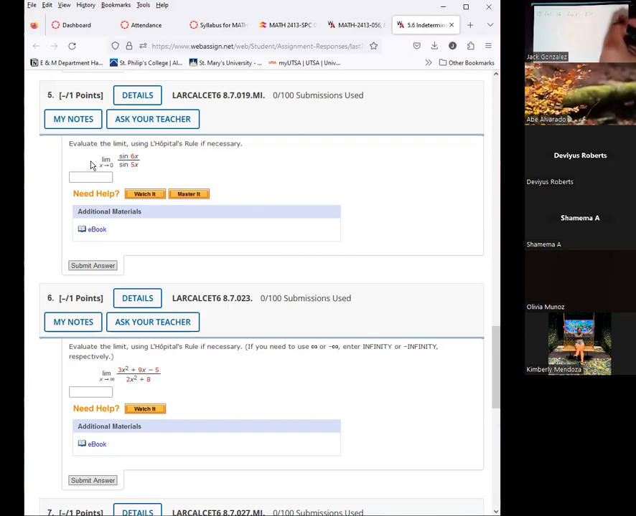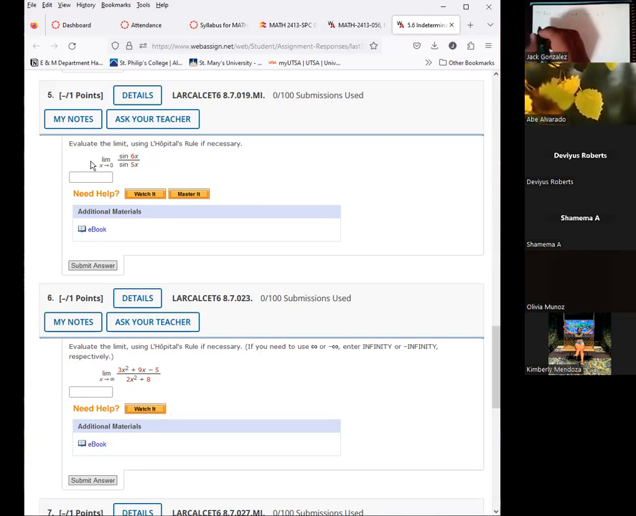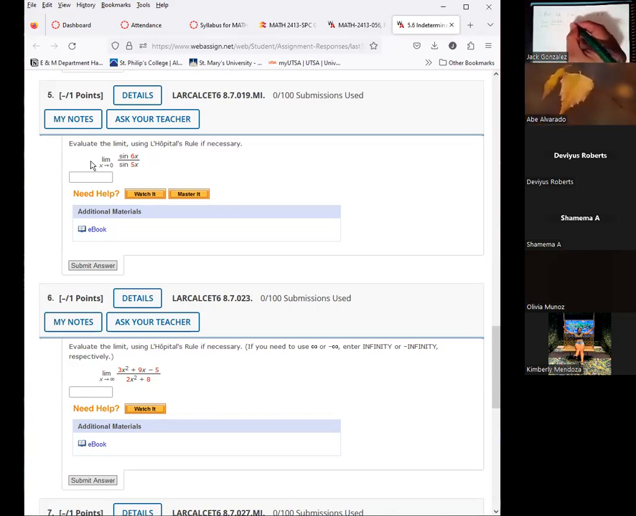Okay, find the limit. Take the limit, you would end up with sine 0 over sine 0, which is 0 over 0. Okay, let me switch back.